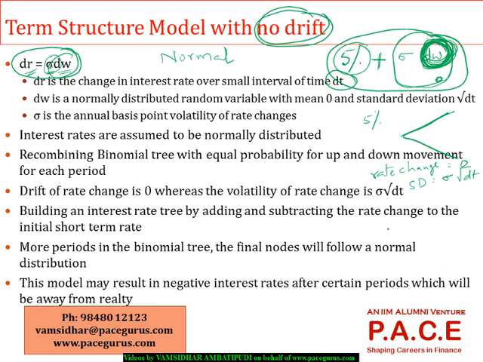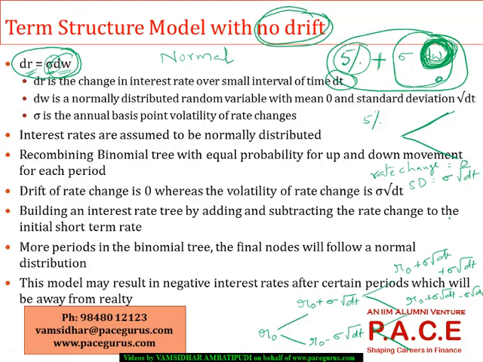So based on this, I can build a tree. If this is the current R, at the end of one period this becomes R plus sigma root dt, and on the downward side, R naught minus sigma root dt. The same logic I can use again. So from R naught plus sigma root dt, I add another sigma root dt, and again R naught plus sigma root dt minus sigma root dt. The same way I can keep building my tree altogether.